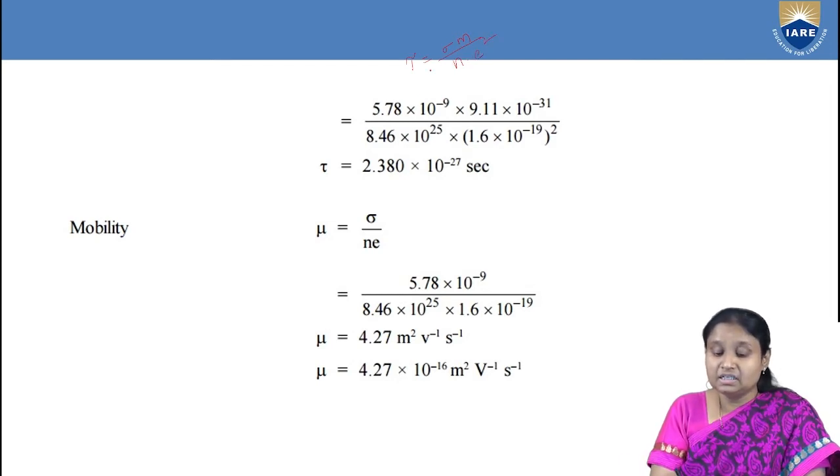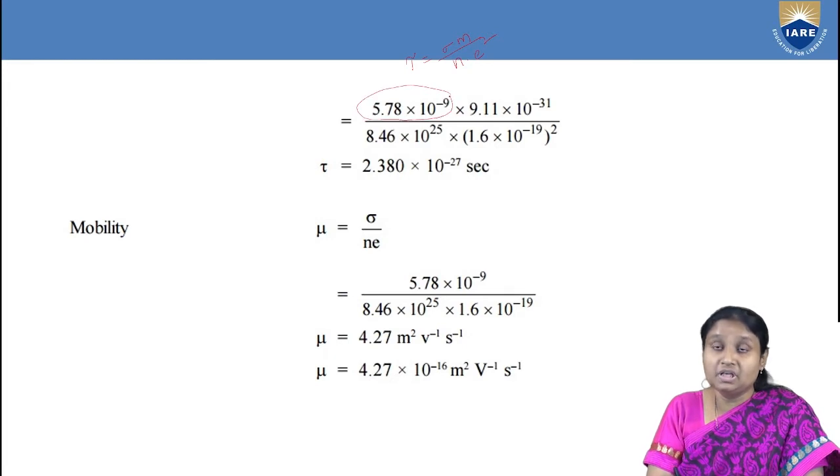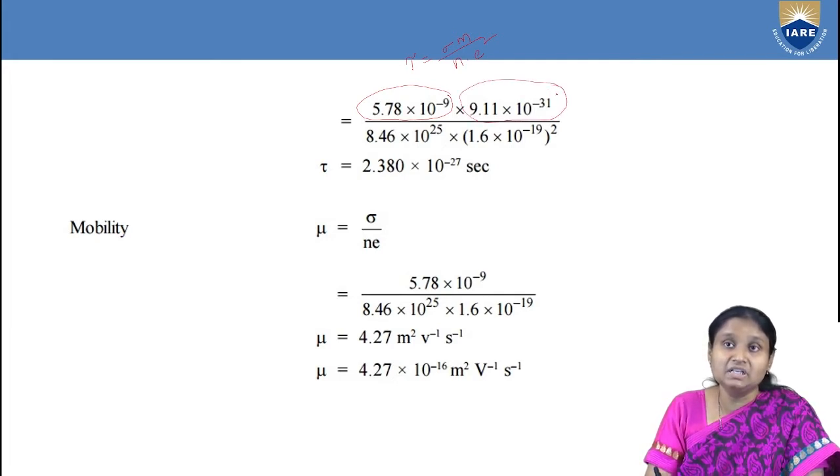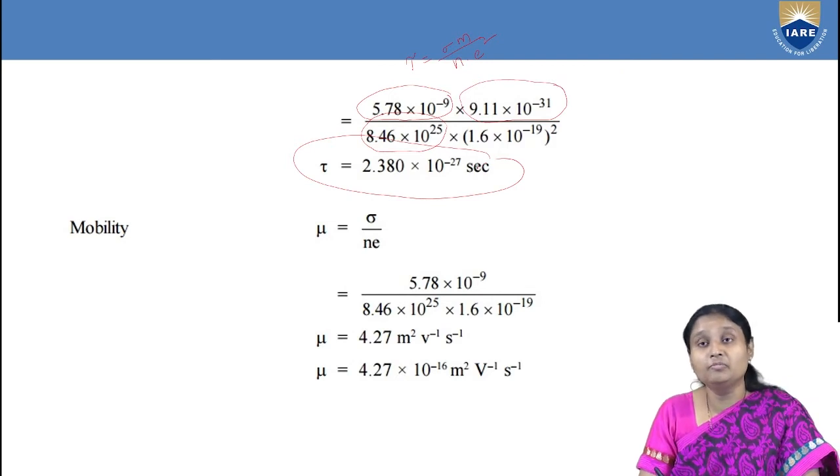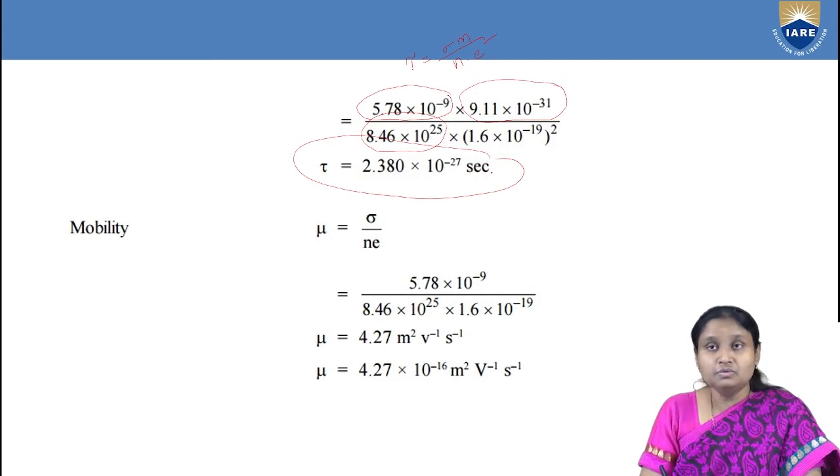So here sigma, conductivity, we already got this value as 5.78 into 10 power of minus 9 ohm inverse meter inverse, and the mass of electron is 9.11 into 10 power of minus 31 kilograms. The carrier concentration is 8.46 into 10 power of 25, into the charge of electron, 1.6 into 10 power of minus 19, whole square. When we simplify all these terms, the mean collision time comes out to be 2.38 into 10 power of minus 27 seconds. So the unit will be seconds because we are talking about mean collision time.